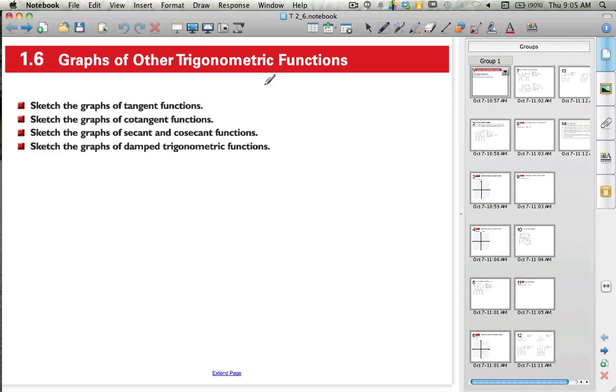In section 1.6, we're going to be working with graphing tangent functions and graphing cotangent functions, and also doing the graphs of secant and cosecant functions. And then we'll also be working on damped trigonometric functions, which you may find a little complicated, but we'll go through that and make sure you understand that the expectations are not crazy high in terms of how much detail you provide on these.